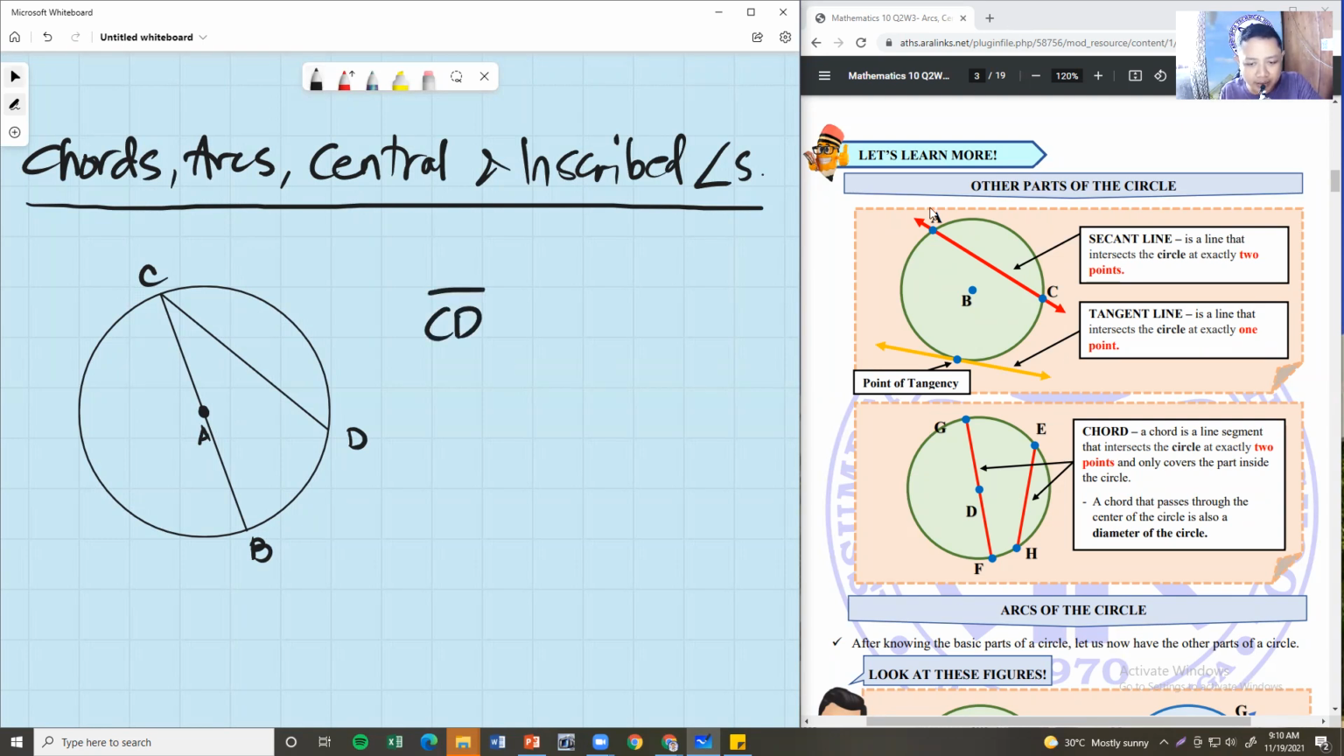Type it in the chat box. Okay, very good. Your classmates are correct. So simple. This is chord. What about line segment CB? What is line segment CB?